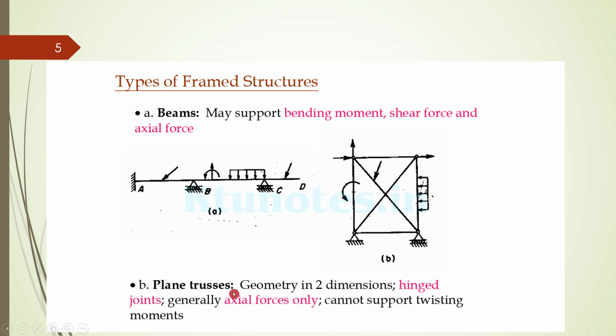In the case of a plane truss, you always know that the truss is supposed to carry only the axial load, and being a plane truss, it has geometry only in two dimensions, x and y, and always the joints will be hinged. It is one of the assumptions of truss analysis, and generally only the axial forces are the main forces in the truss member. It cannot and never supports twisting moments.